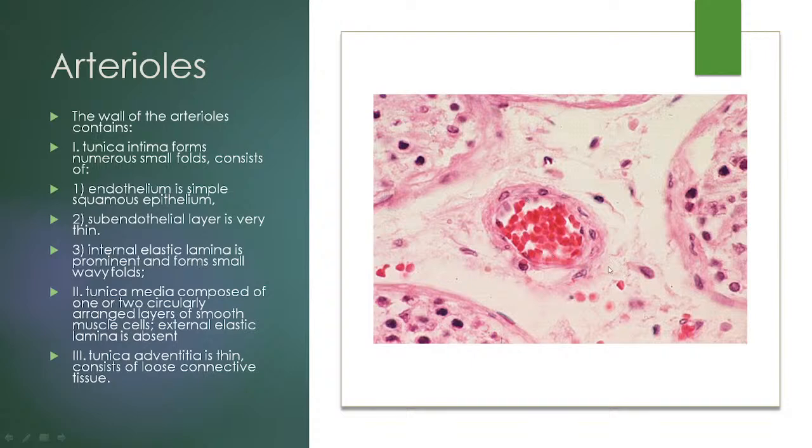Arterioles are very thin with a very narrow lumen. On this slide we can't distinguish clearly all these layers, but we can see the media part, the nuclei of smooth muscle cells, and the blood inside the lumen.